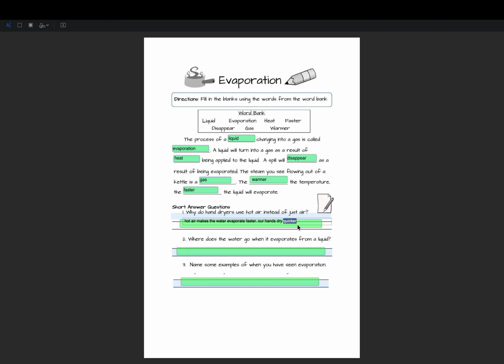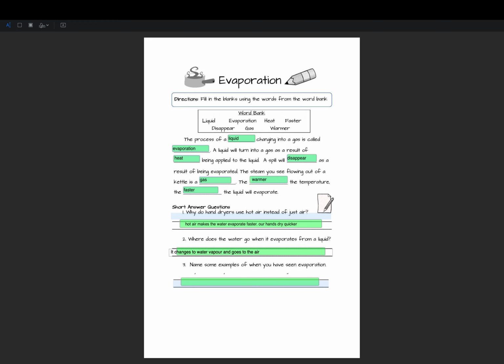Okay, so now we have our next question. Where does the water go when it evaporates from a liquid? So we know that the water changes into gas, or water vapor, which is a gas and disappears in the air. So it changes to water vapor and goes to the air.